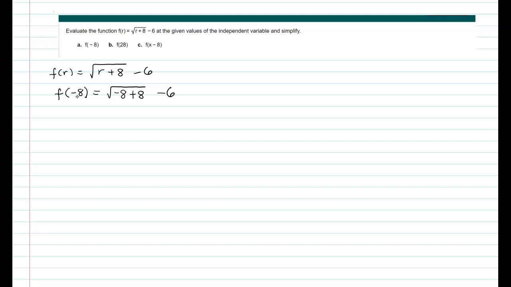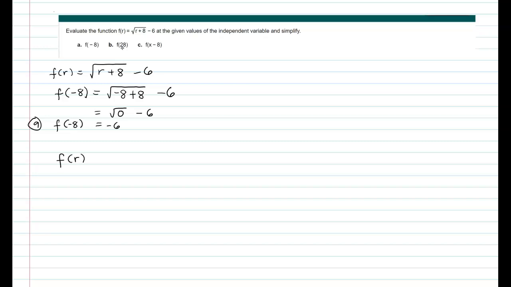So negative 8 plus 8 is 0. That means the square root of 0 is 0, minus 6. So the answer is negative 6. So that's letter A. F of negative 8 is equal to negative 6. Now for letter B, we want f of 28. So f of 28.